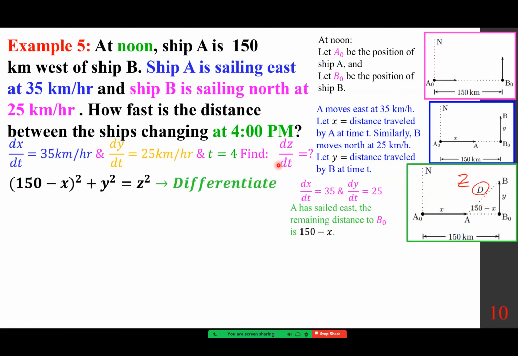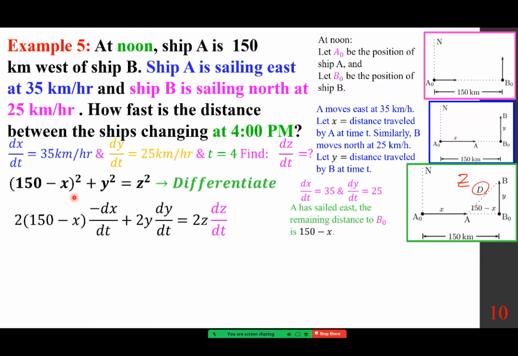Now, we are going to differentiate with respect to t. And I hope you realize this is 2 times (150 minus x) to the power of 1 times negative dx/dt. Remember, the derivative of x is dx/dt now. It's not 1. Y squared gives 2y dy/dt. Z squared gives 2z dz/dt. So please understand, this is very straightforward. Again, I want to make sure we understand this one. 2 sits in front. The same thing to the power of 1. The derivative of the inside is minus dx/dt.